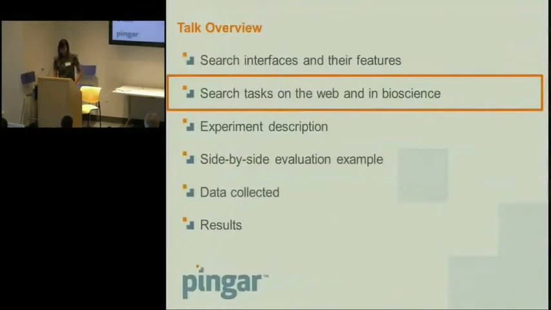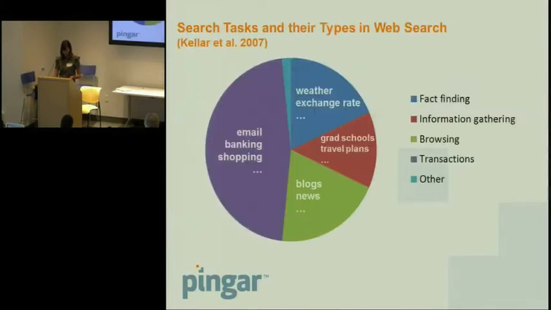We added a second dimension to our research by looking at the search tasks, similar to Leanne. In a paper by Keller, they found that the majority of the tasks are related to transactions, such as writing emails, doing online banking. And the remaining tasks are spread evenly between fact-finding, information gathering, and browsing.